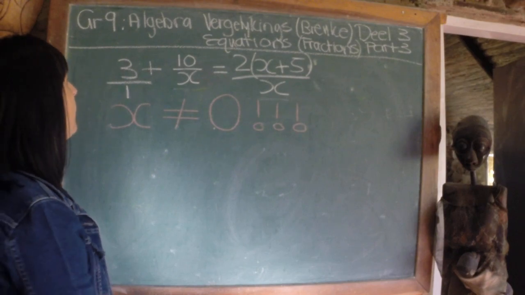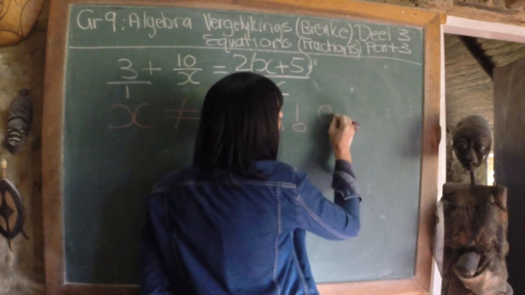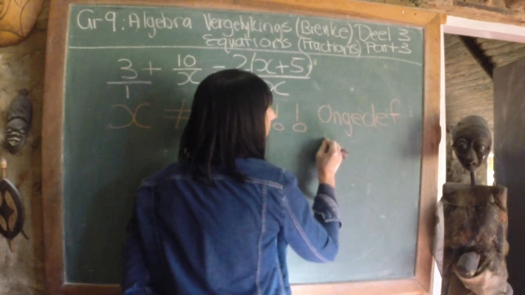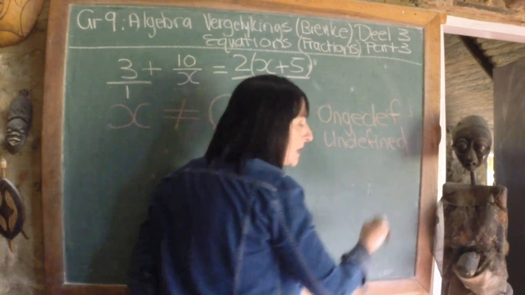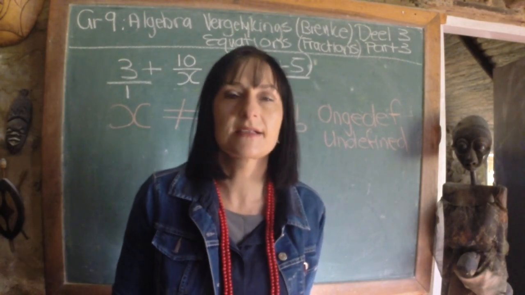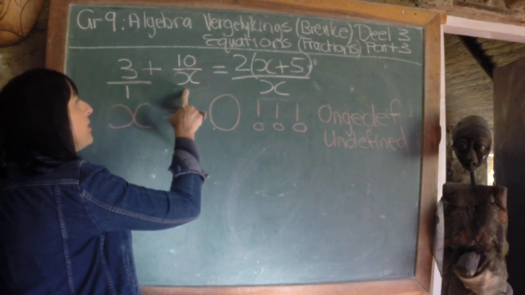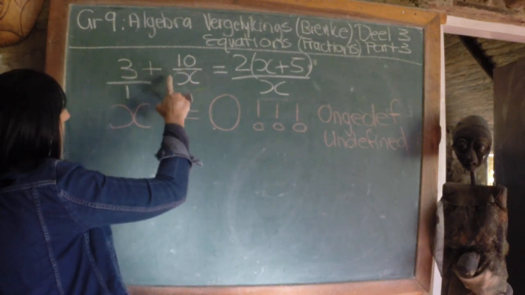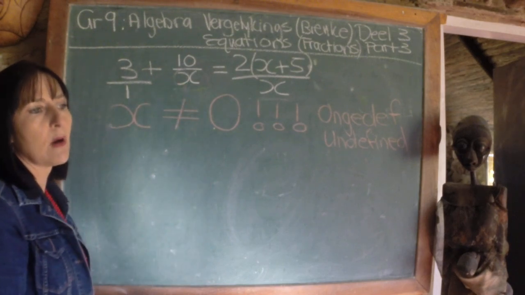X mag nie 0 wees nie, want wanneer x 0 is, dan sê ons in wiskunde, die breuk is ongedefinieerd, undefined. And that in mathematics cannot be. Dit mag nie wees nie. Ons kan nie met ongedefinieerde wiskunde werk nie. It's impossible. Goed. So if the denominator is a letter of the alphabet, moet ek gaan sê wat hy nie mag wees nie.